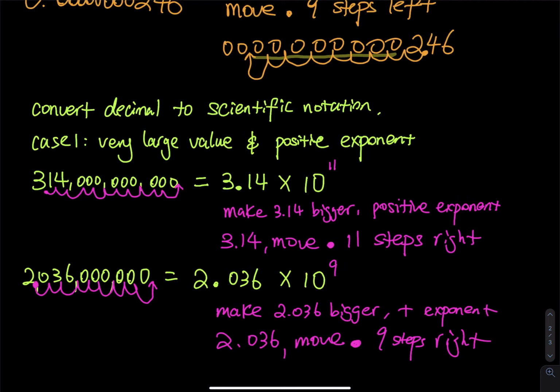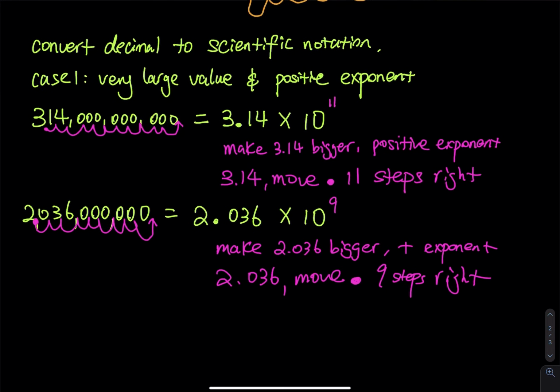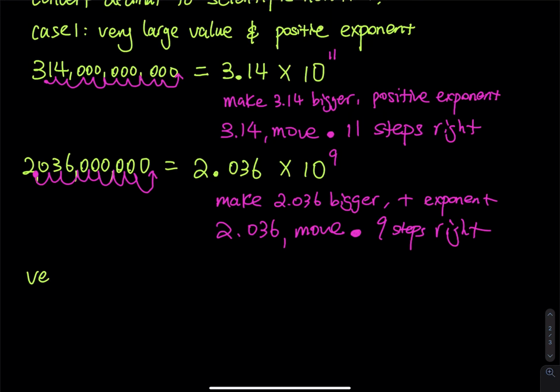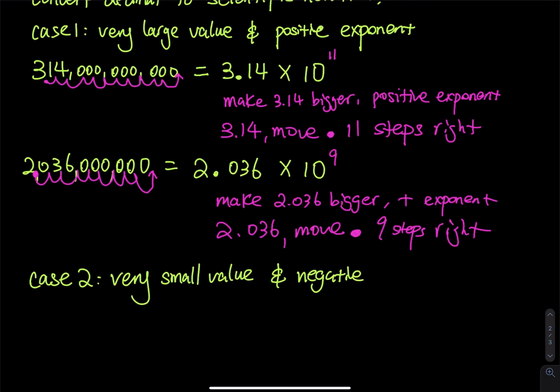All right, so that is case 1, very large value, right? How do you convert a very large value to scientific notation? And then case 2 is a very small value using a negative exponent. So let's write the words case 2. So we have case 2, very small value and negative exponent. So let me give you a very small value.